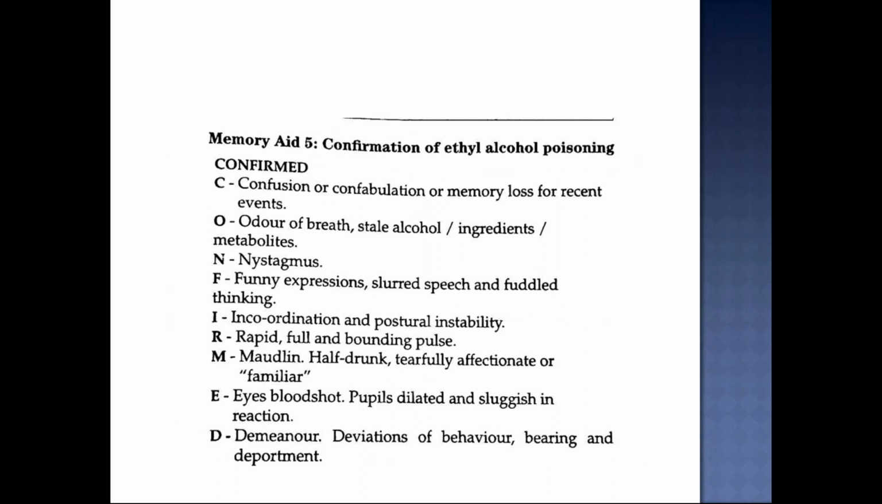So these are some of the mnemonics that are used for confirmation of ethyl alcohol poisoning. The mnemonic name is CONFIRMED. C stands for confusion or confabulations or memory loss of recent events. The person cannot identify what he has done one hour back. What breakfast he has taken, or what lunch or dinner he has taken, he will not be able to recall.